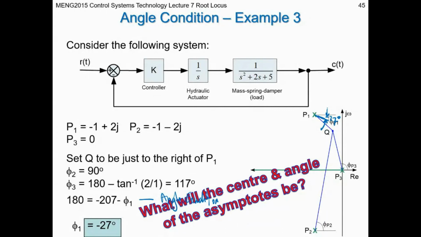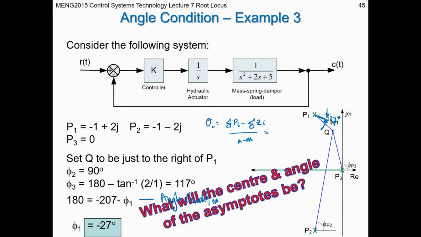All right. I'll just ask the question here: what will the center and angle of the asymptotes be? The center of the asymptotes is going to be the sum of all your poles minus the sum of all your zeros, divided by n minus m. N is the number of poles, m is the number of zeros. So you have one asymptote for every locus that doesn't end up in a zero. That's what this n minus m means.